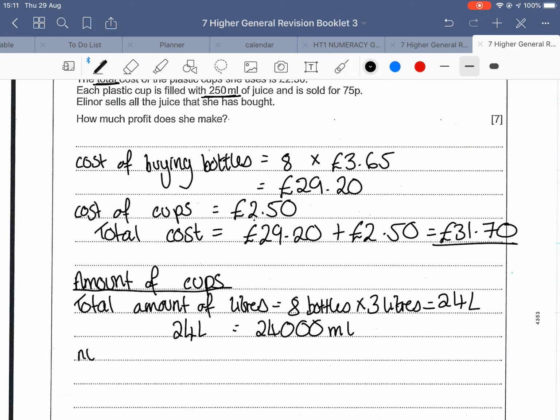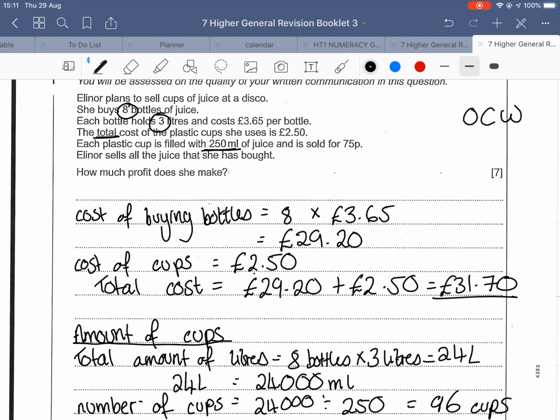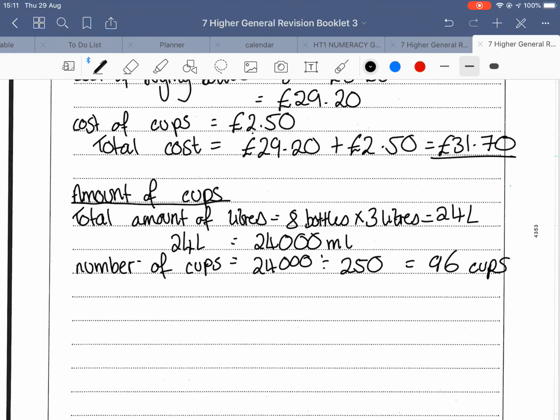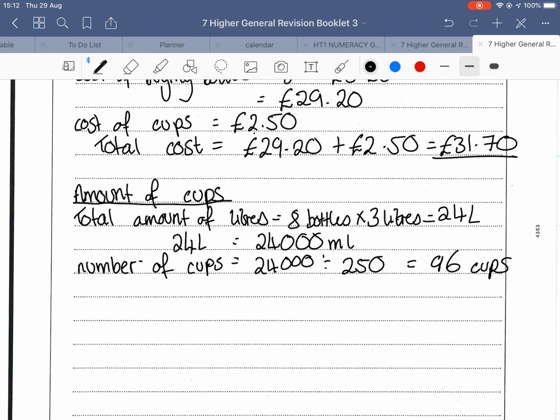So the number of cups she sells is going to be 24,000 divided by our 250, because she's got 24,000 and each one holds 250. All you need to do is divide those two to get how many cups she sells, and she sells 96 cups. So she sells them for 75p. So let's put profit of selling cups. So she's got 96 cups.